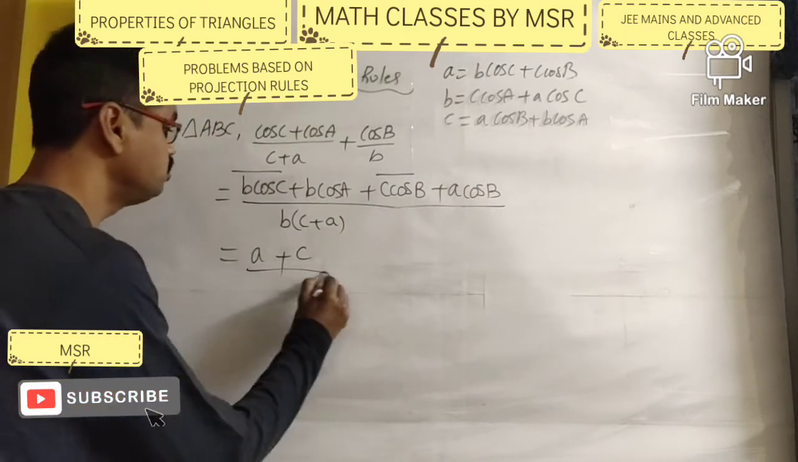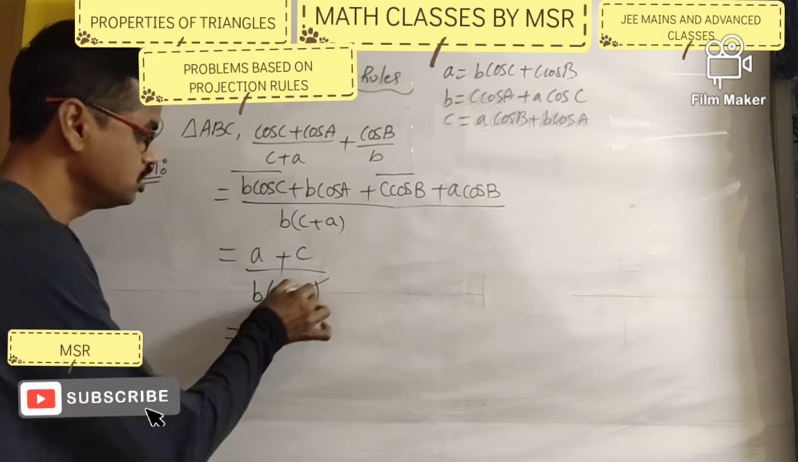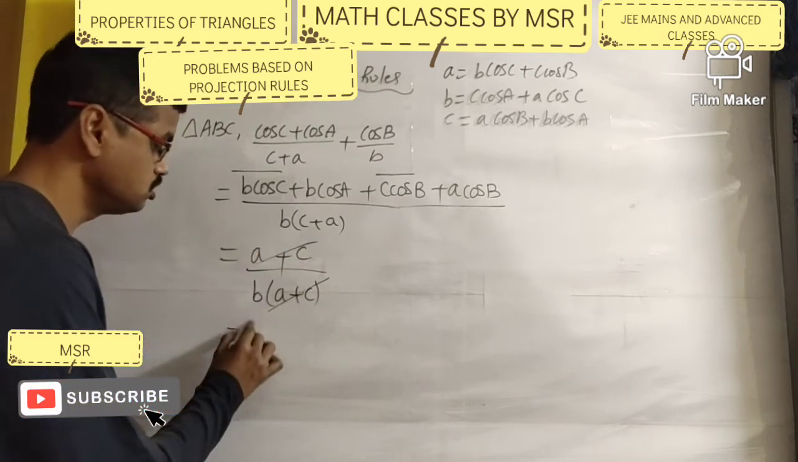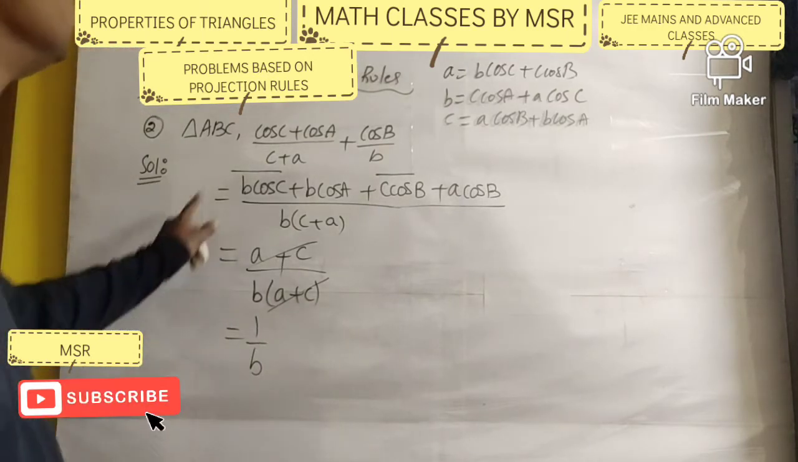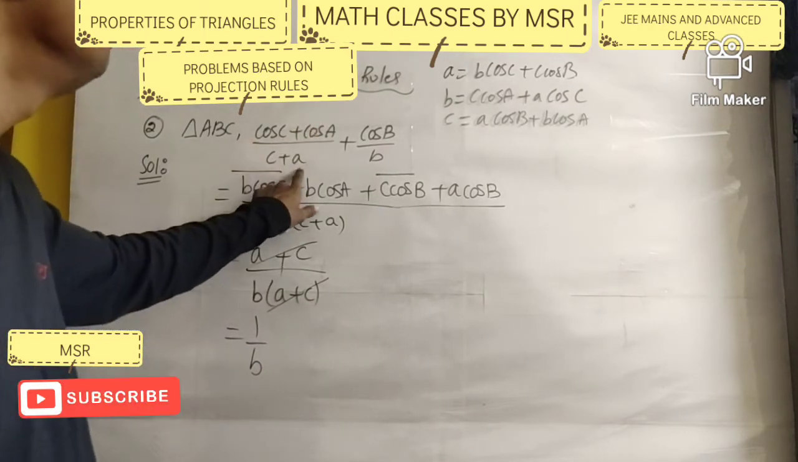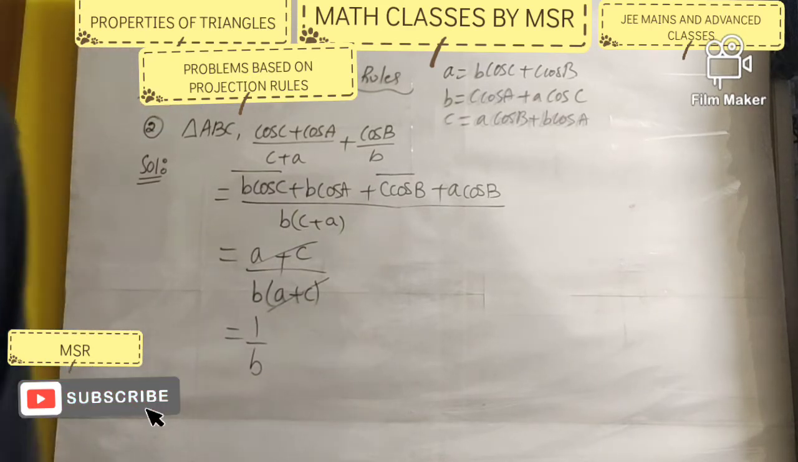Similarly, now the denominator, B by A plus C. Now it is very easy. So A plus C cancels once, so your answer is 1 by B. So in any triangle ABC, the value of (cos C plus cos A) by (C plus A) plus cos B by B, how much did we get? 1 by B.